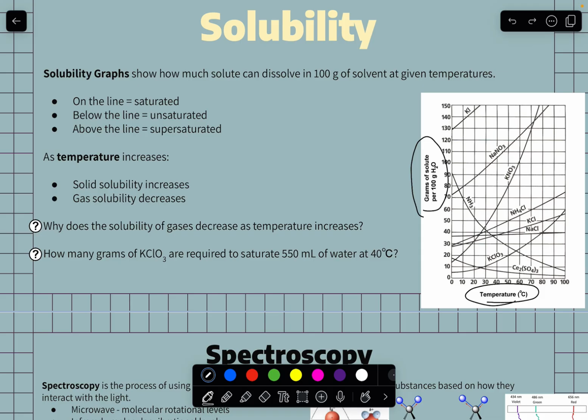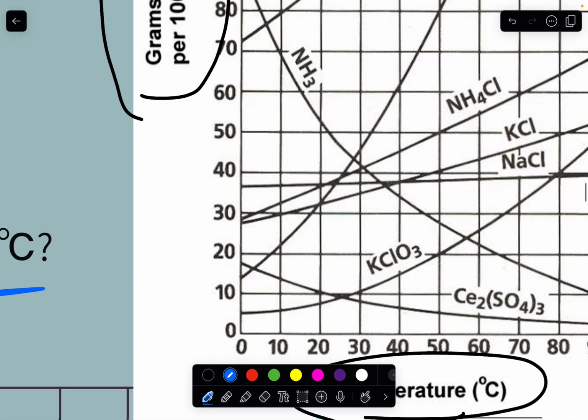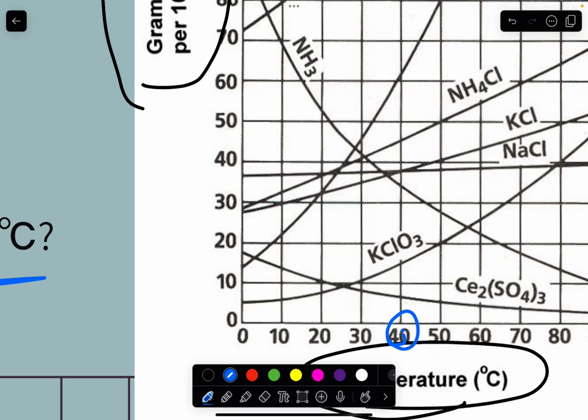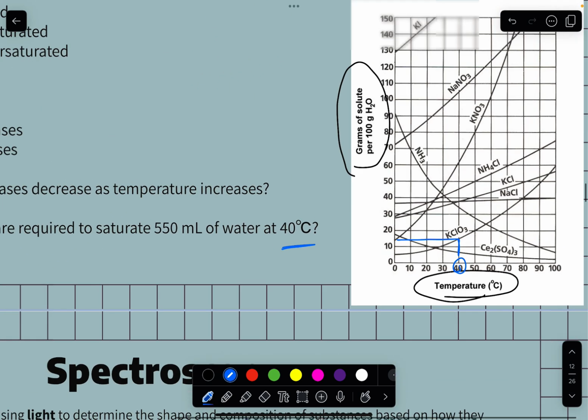Okay. And then the second question is, how many grams of KClO3 are required to saturate 550 milliliters of water at 40 degrees Celsius? Okay, so we're going to start. We have KClO3, 40 degrees Celsius. So at 40, right, we're at about here. This is, let's say, 15 grams. That was a bad line. About 15 grams.